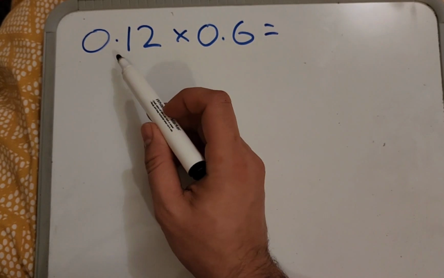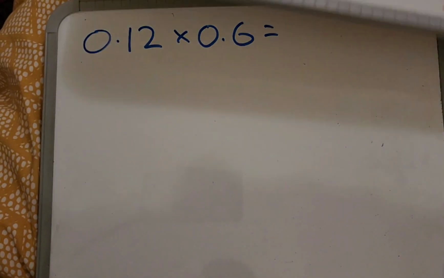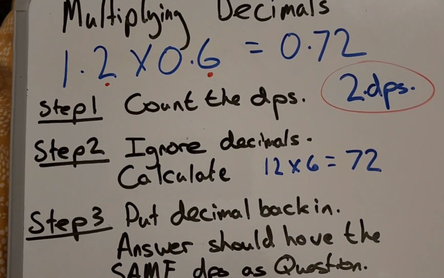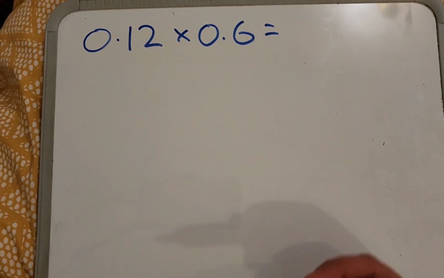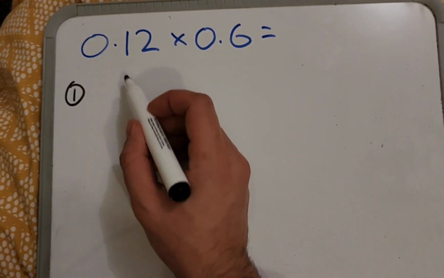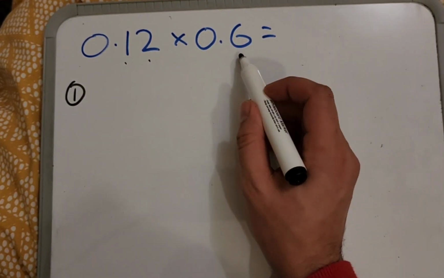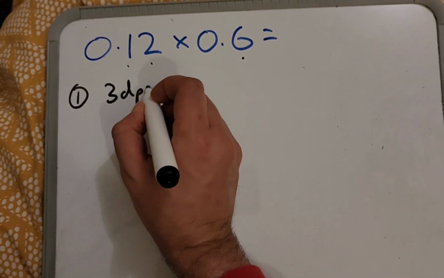So we've got 0.12 times 0.6, very similar to our first calculation, except this number is now 10 times smaller, so 0.12 instead of 1.2. Step 1, we count the decimal places: 1, 2, and 3. Remember, counting both numbers, so we've got 3 decimal places.